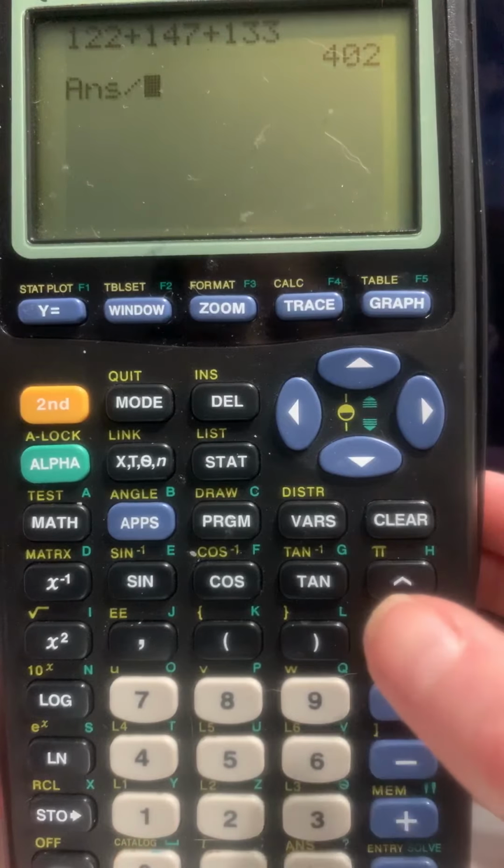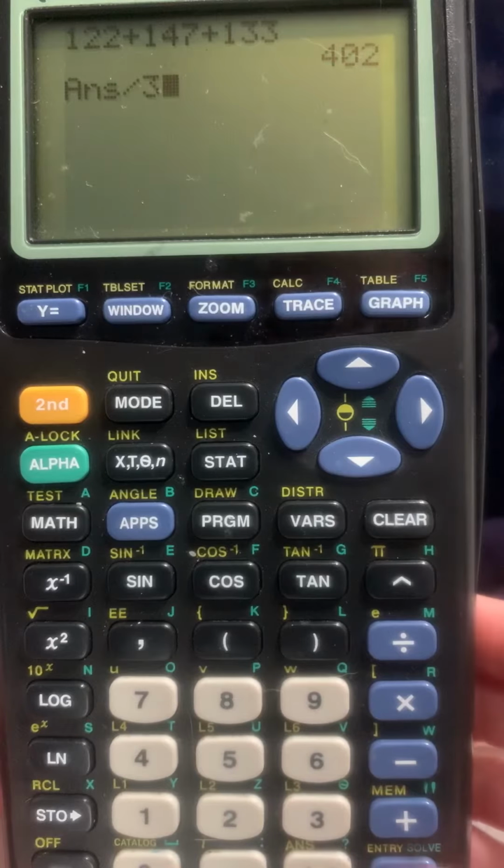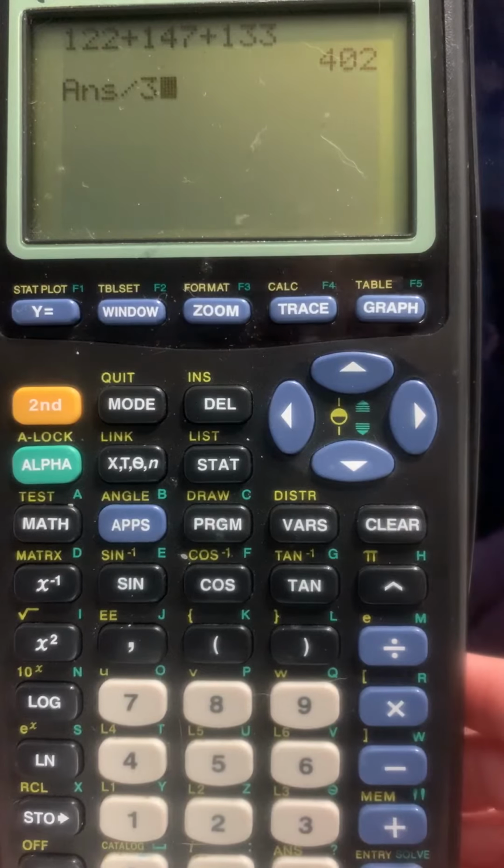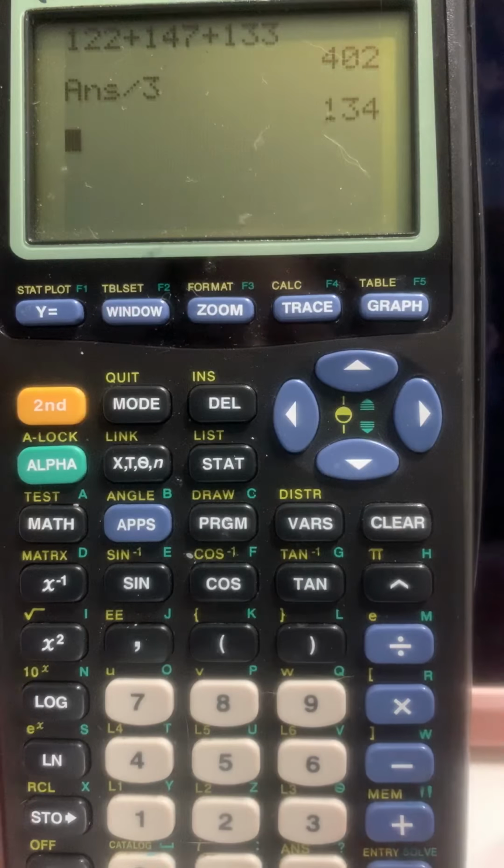You can just hit divide by 3. If you don't have this calculator, the rest of them are the same, okay? They just look different. Okay, the next thing we need to do is to find the square root.